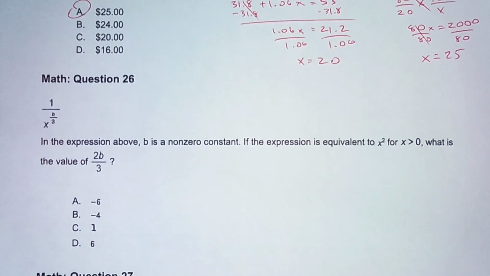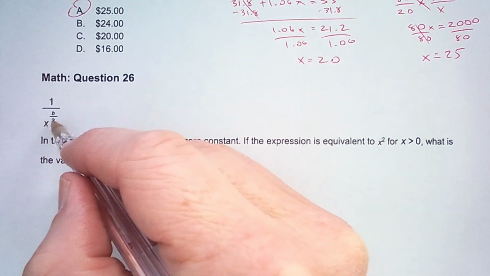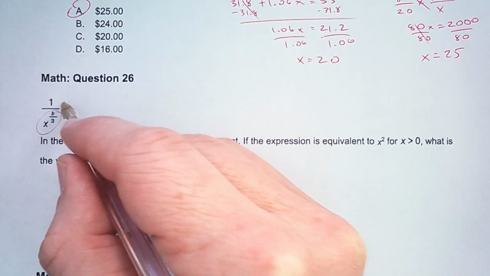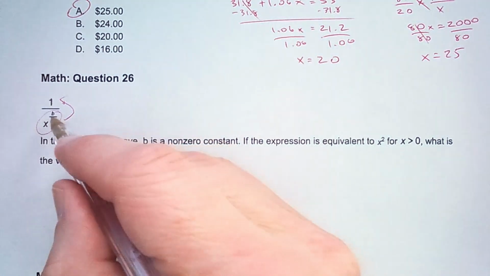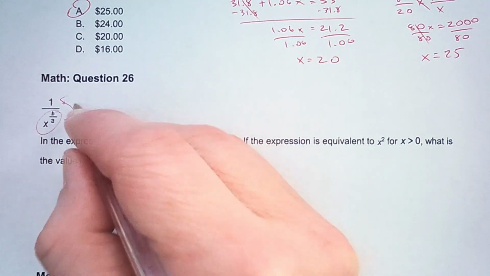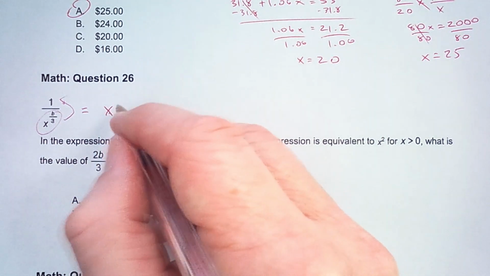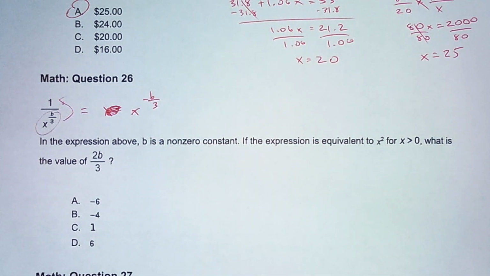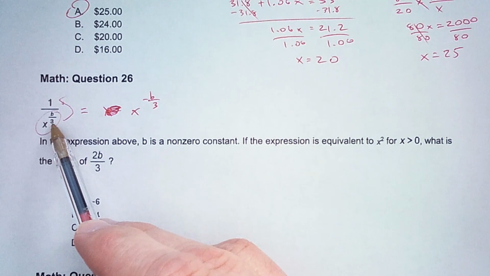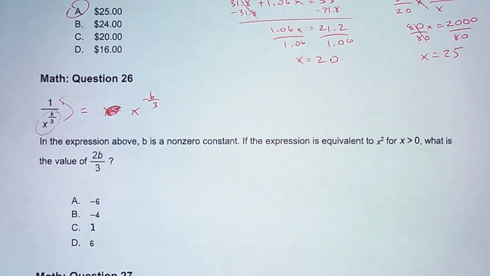In the expression above, b is a non-zero constant. If the expression is equivalent to x squared for all x greater than 0, what is the value of 2b over 3? Okay, so first I want to take this and move it out of the denominator into the numerator. When I do that, what happens is the sign of the power changes. So it becomes x to the negative b over 3 power. So 1 over x to the b over 3 is the same as x to the negative b over 3 power.